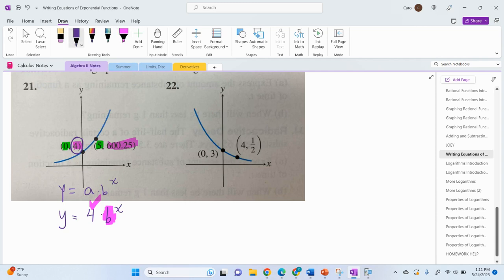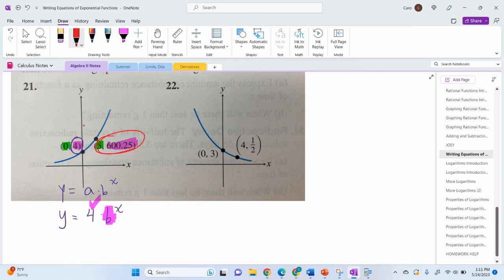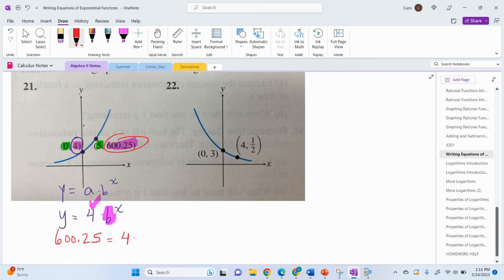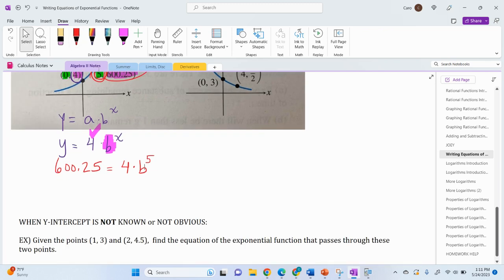It'd be nice if I had an xy to plug in. So all you're going to do is take another point on the line. In this case, just use what's given. So I'm going to plug in 600.25 for y. And then I have 4 times b. I don't know b. I'm looking for b. Plug 5 in for x. Once you do that, you're just solving your equation. So let's finish off these last steps.